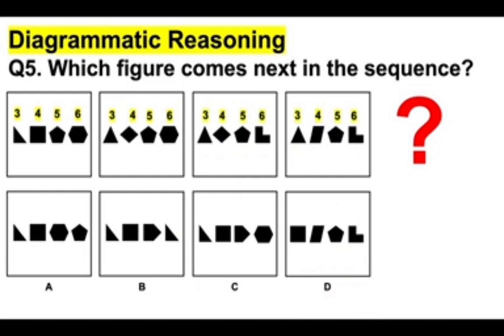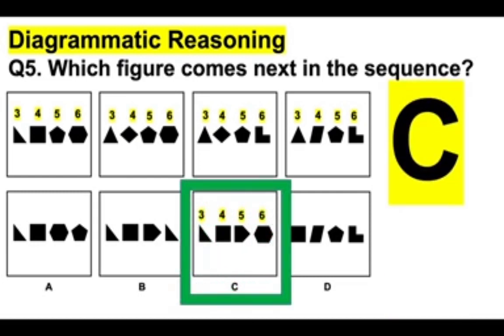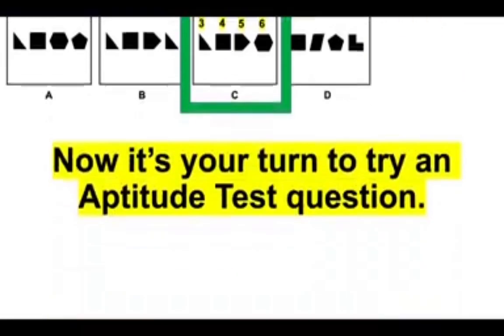So we need to look for the same in the bottom row, and the only one that has that sequence of 3 sides, 4 sides, 5 sides, 6 sides is C. So the correct answer there that we would choose is C. And you will notice that as you practice lots more aptitude test questions, these will become quite common and you will be able to figure out the sequence very quickly in the real test.